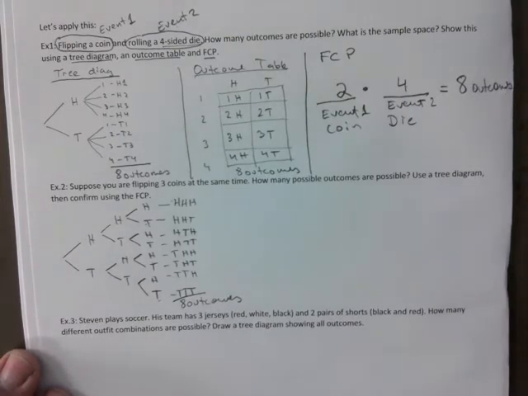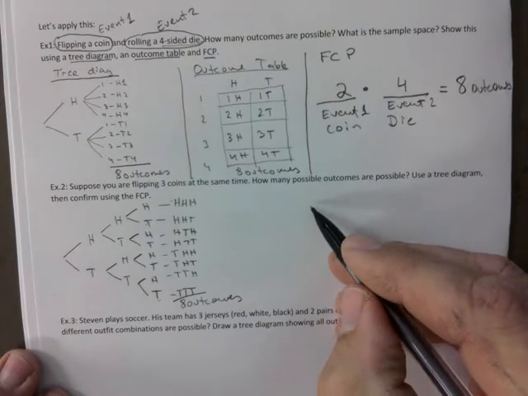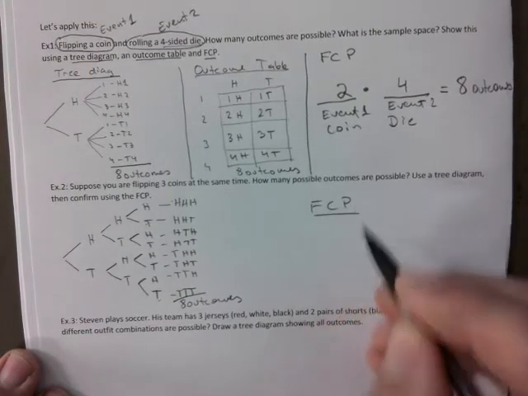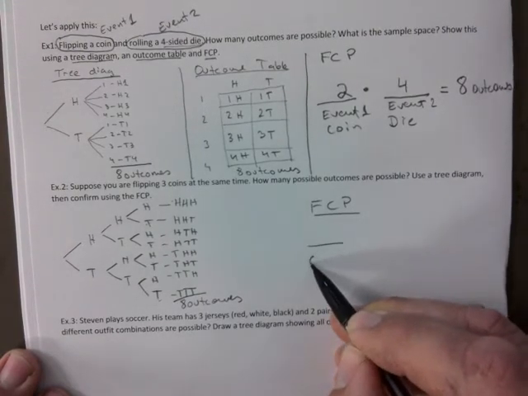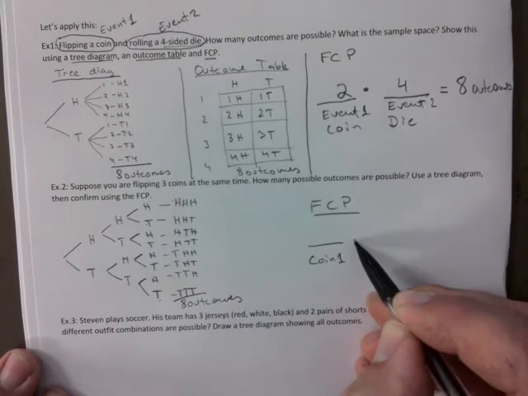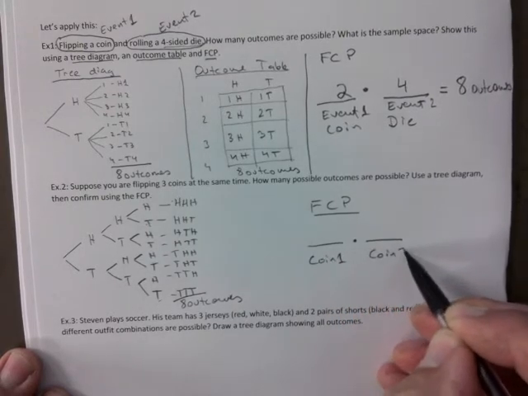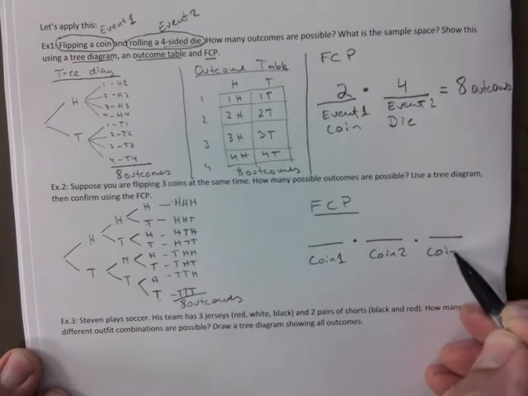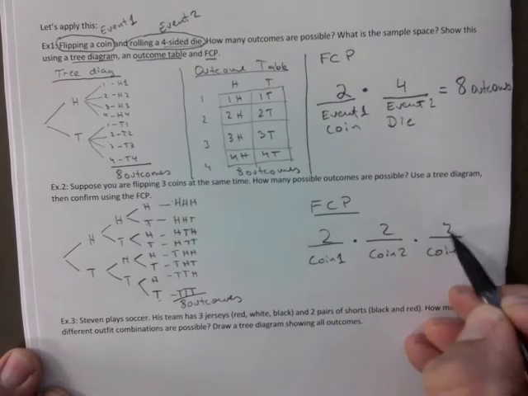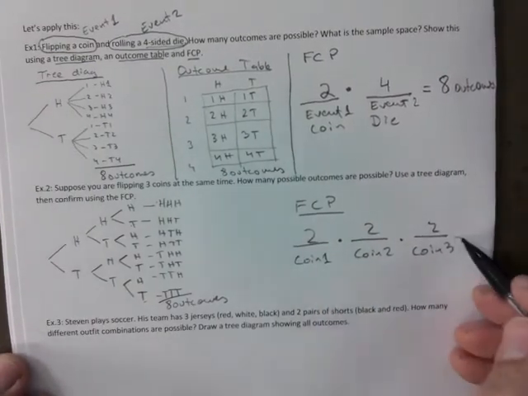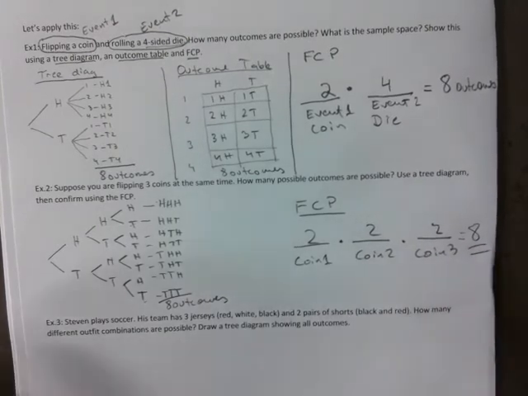Can you do an outcome table with this one? With 3 events? You can't. When it's more than 2, I just go tree diagram if it's required. So the fundamental counting principle, we would go coin number 1 times coin number 2 times coin number 3. So there are 2 options for each of them. And of course, we're expecting that 8 anyways, but here it is, okay?